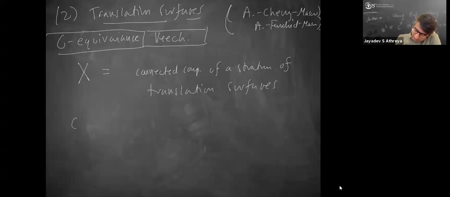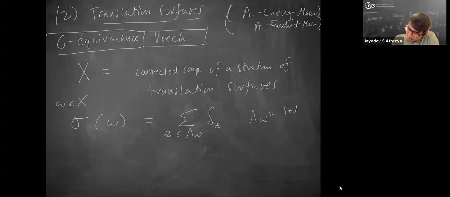And the map sigma will be the following: sigma of a translation surface. Let's say I'll call it sigma of omega. I'm going to use omega to denote this. So omega will be some point in X. Sigma of omega will be the sum of delta measures at Z, where Z is in a set called lambda omega, where lambda omega is the set of what are called holonomy vectors of saddle connections. So let me tell you what all of these things are.